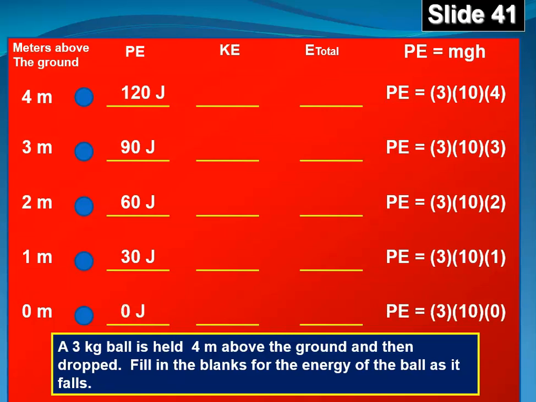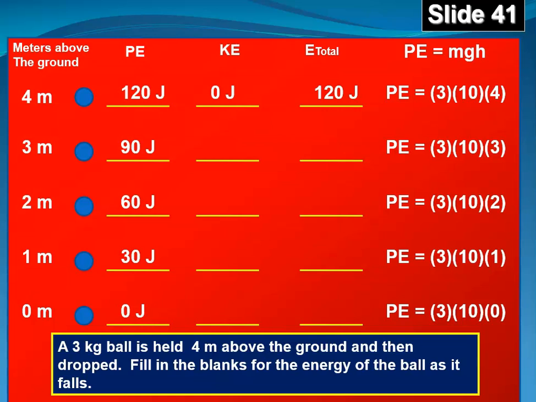Okay, now let me go back to what I was about to say. Since it's not moving at the very beginning when you're holding it up 4 meters above the ground, that means it has no kinetic energy. So you put a 0 for KE because the ball is not moving yet. Now, based on the last slide, we know what the total energy is. I use E total here instead of TE. It's the same thing. So it's 120 plus 0, potential energy plus kinetic energy equals 120 joules of total energy.